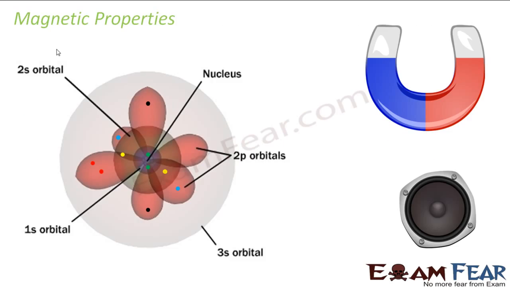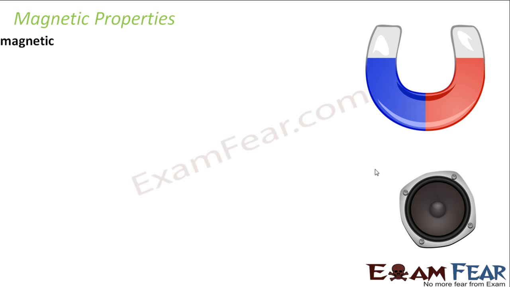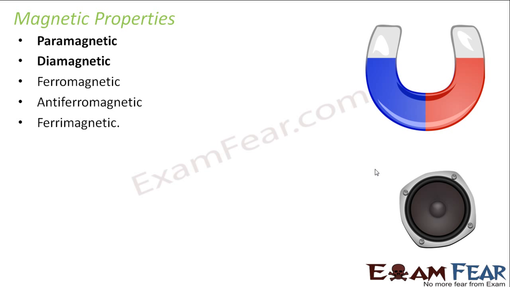Now let's talk about the magnetic properties. Magnetic property, we know, is mostly because of unpaired electrons in the atom. This atom has a lot of electrons and sometimes you have unpaired electrons. We'll see the scenarios that create this magnetic property, and this magnet is used in speakers mostly. The types of magnet are paramagnetic, diamagnetic, ferromagnetic, antiferromagnetic, ferrimagnetic. But we will be discussing more about the paramagnetic and diamagnetic.